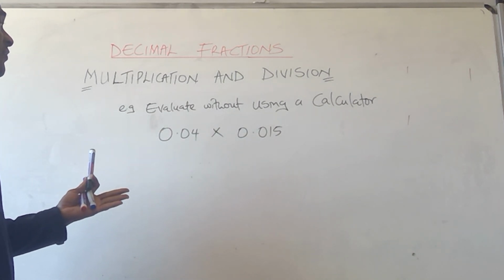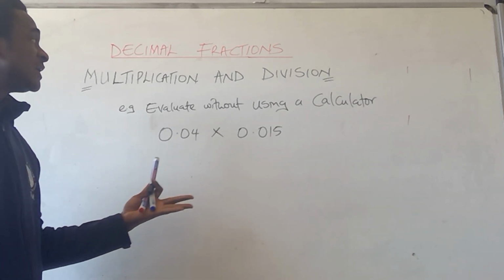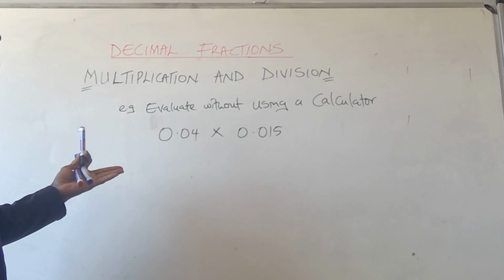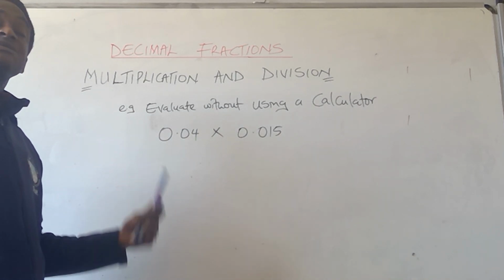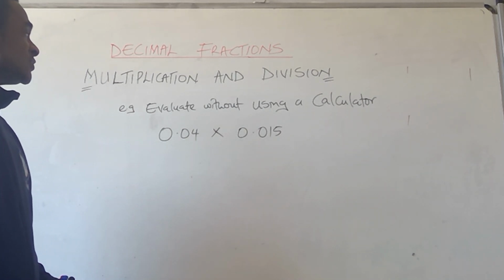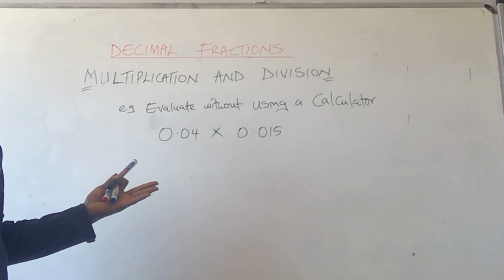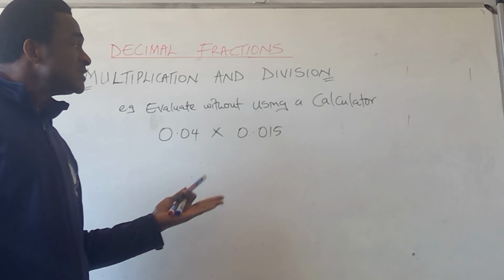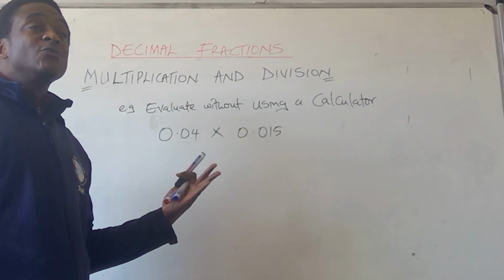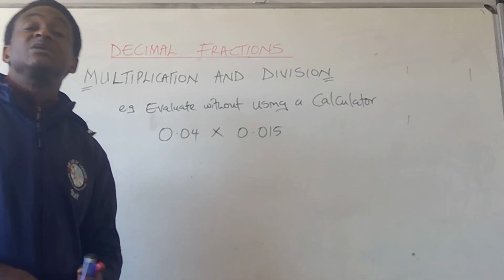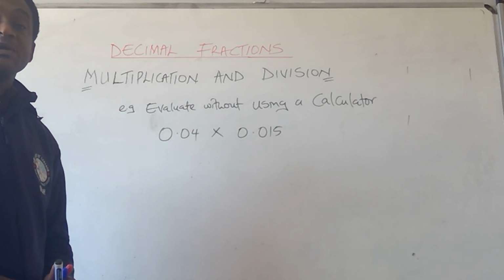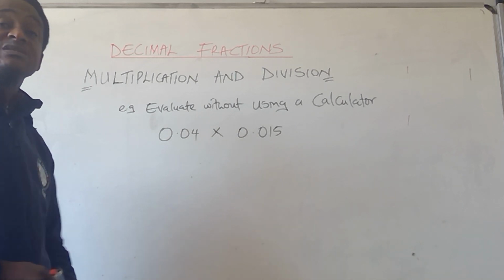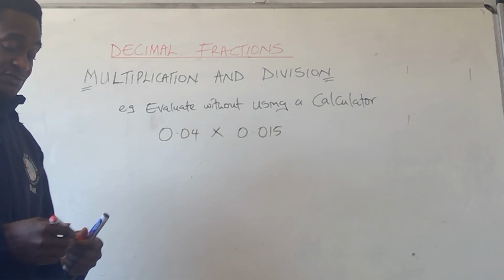It says, evaluate the following without using a calculator. 0,04 multiplying 0,015. So the approach we use for this is to remove all the decimal places, multiply whole numbers, and then when we are done, we also take back the number of decimal places that we've taken out. And that applies every time we are multiplying decimal fractions.